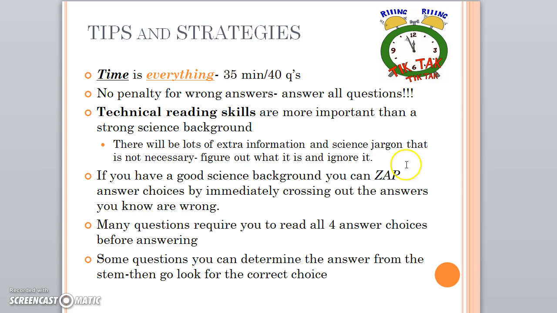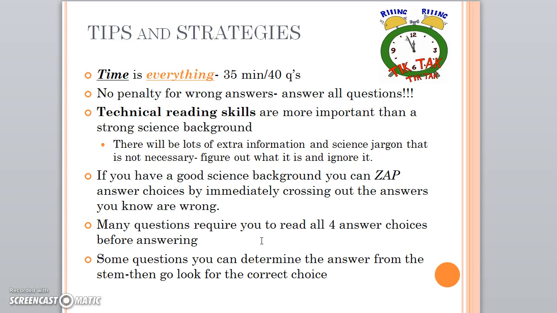Move on. There's a strategy called zapping that you may have learned at a different time. That's when you read the question, and because you have some science background, you can immediately cross out specific answers as wrong. So let's say you read a question, you knew A and C were wrong. Cross them out and never look at them again. Now you're between B and D. So that's zapping.